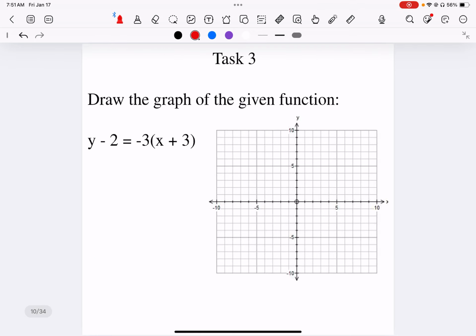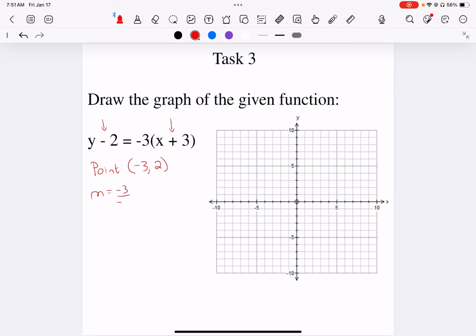Draw the graph of this function. Now this is in point-slope form, so I don't have to isolate the y. If you'd like to turn it to slope-intercept form, you can, but I can make it easier. I can determine what my point is. My point, the x value is going to be the opposite of this x plus 3. So that's going to be a negative 3. The y value is the opposite of this y minus 2, which is a positive 2. And then my slope is the number in front of the parentheses with the x's, so that's negative 3.